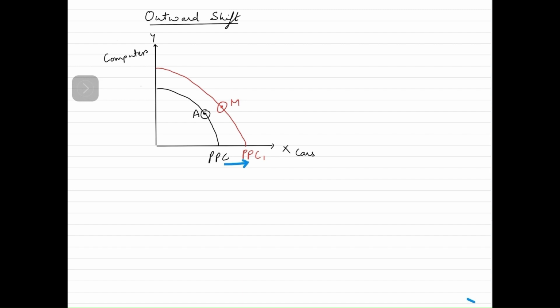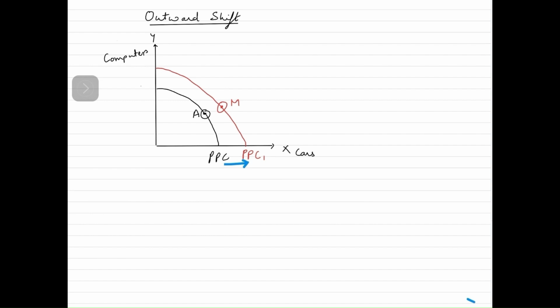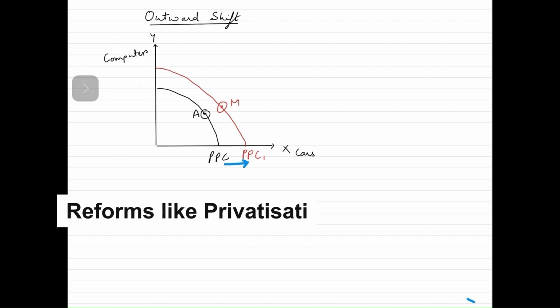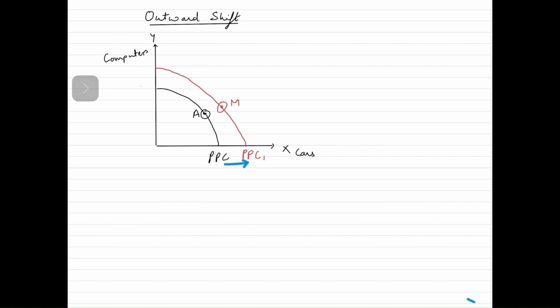The third factor would be efficient use of resources. So when an economy is getting better at using whatever resources it has at its disposal, it will be able to boost its output. So we can think of reforms like privatization, say deregulation or trade liberalization. These can help allocate resources more effectively, causing the PPC curve to shift outwards.